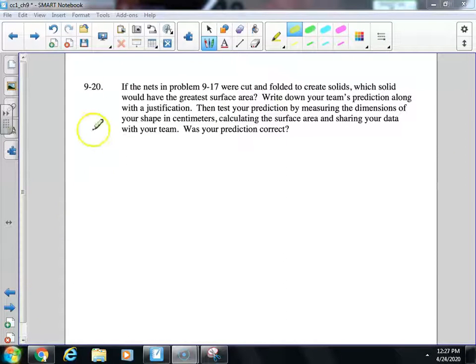Okay, last question for today. If the nets in problem 917 were cut and folded to create solids, which solid would have the greatest surface area? Write down your team's prediction along with the justification. First, predict which one would have the greatest surface area. Then test your prediction by measuring the dimensions of your shape in centimeters, finding the surface area, and sharing your data with your team. Was your prediction correct? You need to test your prediction by finding the surface area and then determining yes or no, is your prediction correct.